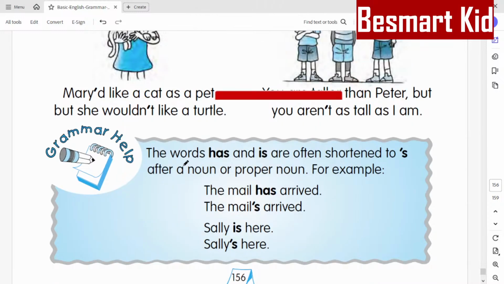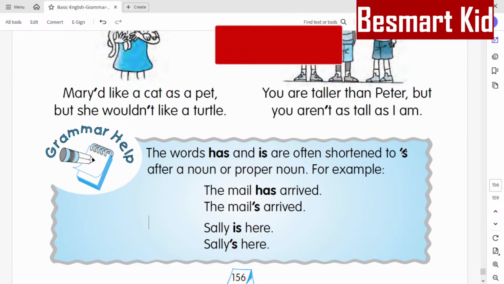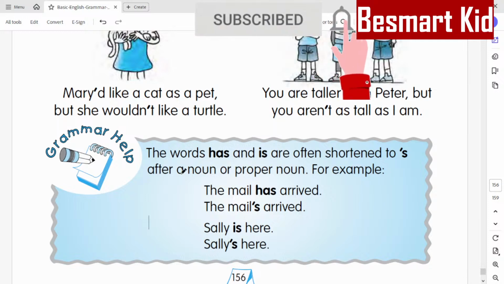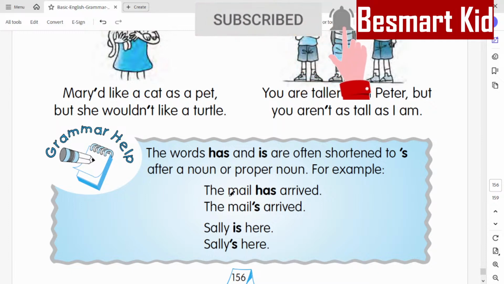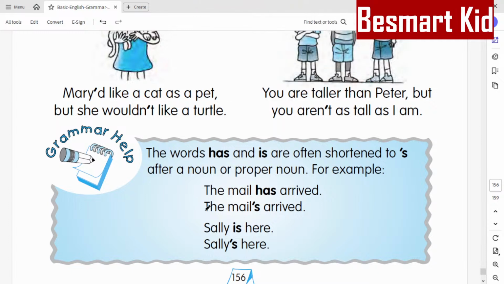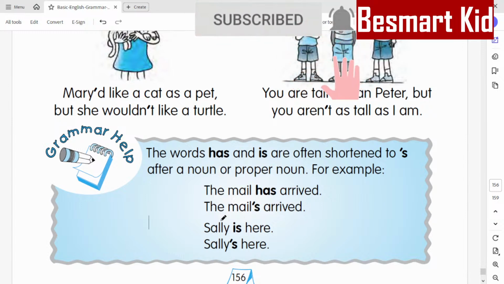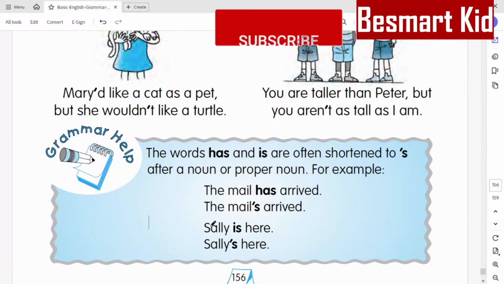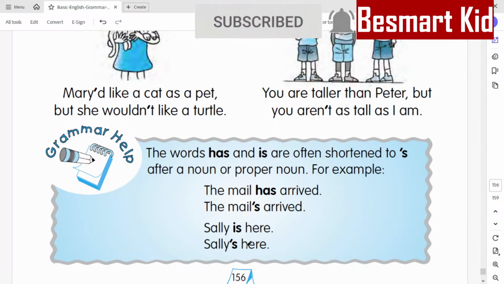The words has and is are often shortened to apostrophe S after a noun or proper noun. For example, the mail has arrived. The mail's arrived. Sally is here. Sally's here.